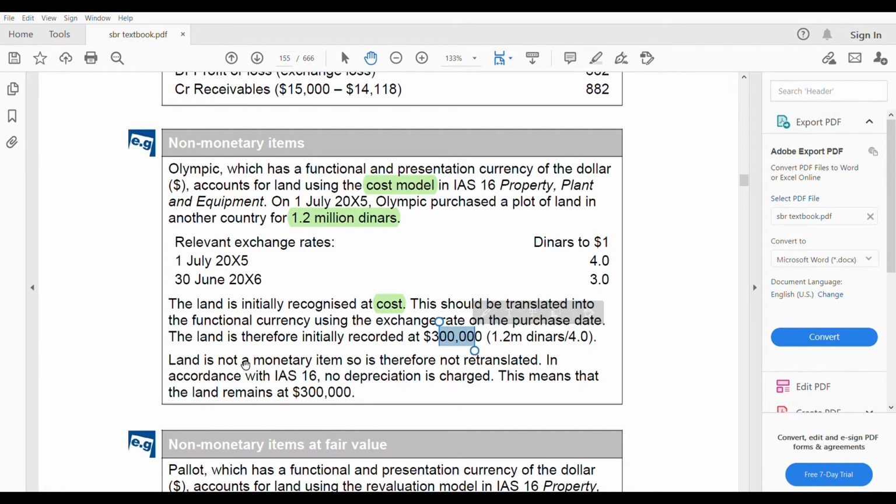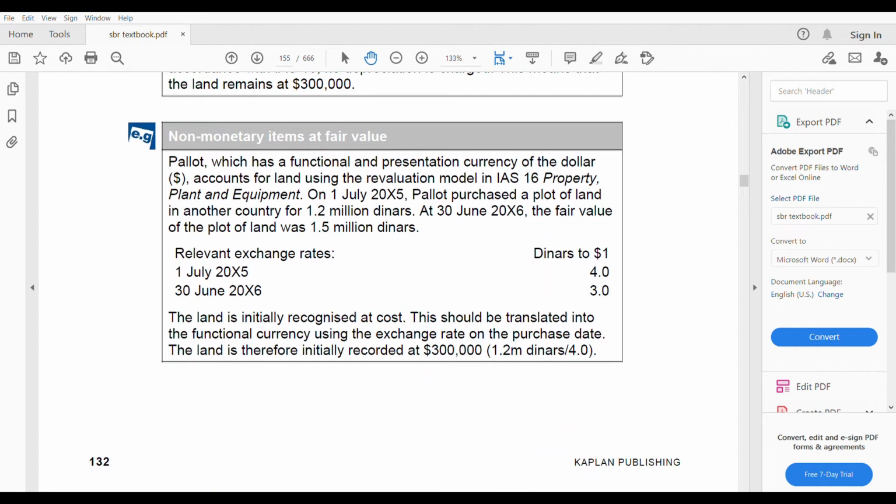Next, land is not a monetary item, so it is therefore not retranslated. Even in the exam, you need to write such things, that it will not be retranslated because it is not a monetary item. So in accordance with IAS 16, no depreciation is charged. This means that land remains at 300,000 only. Okay, because land, we don't depreciate land, right? So 300,000. Now let us go to the non-monetary items at fair value.